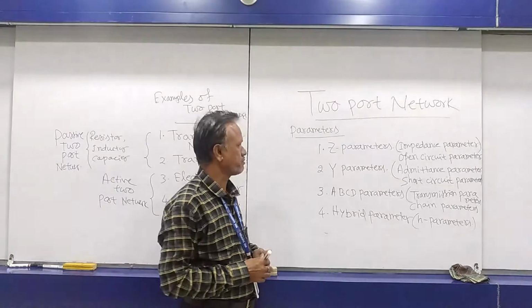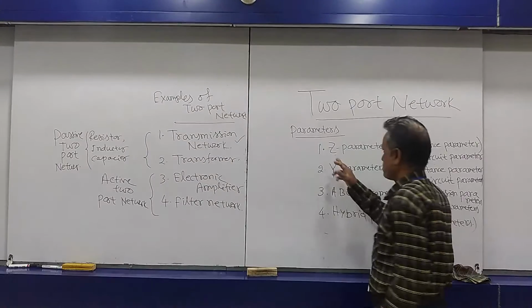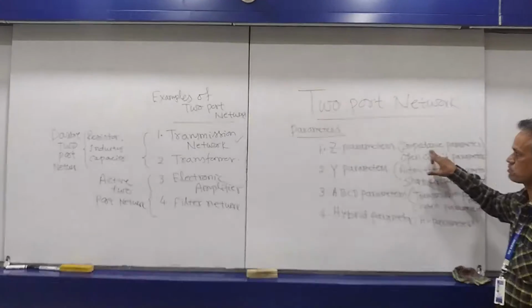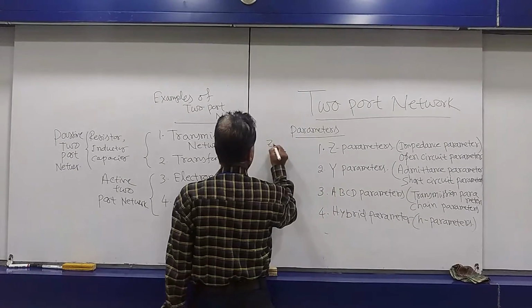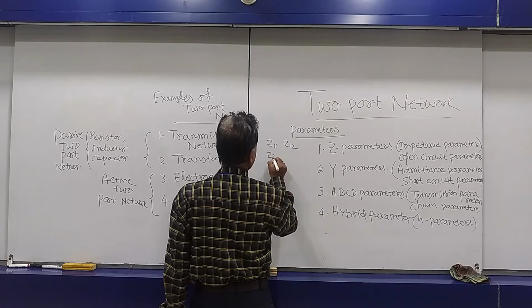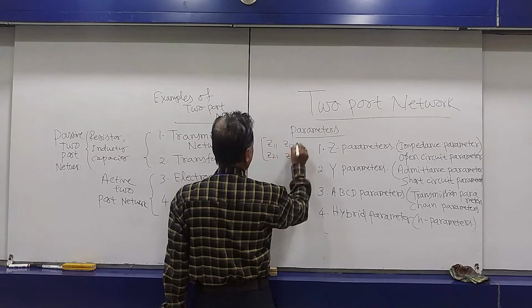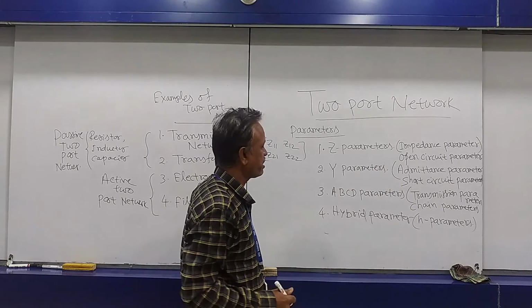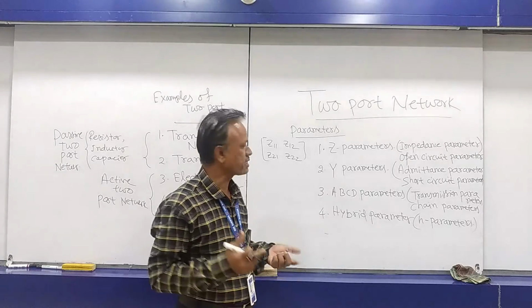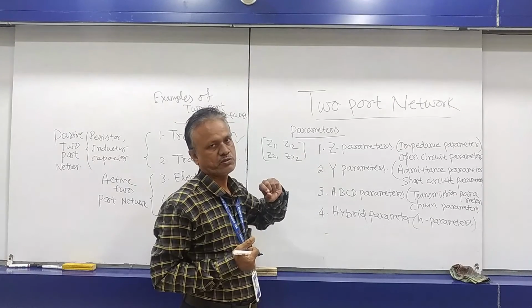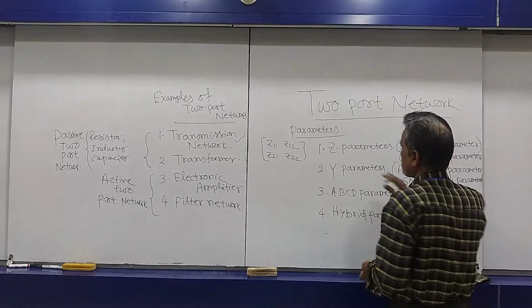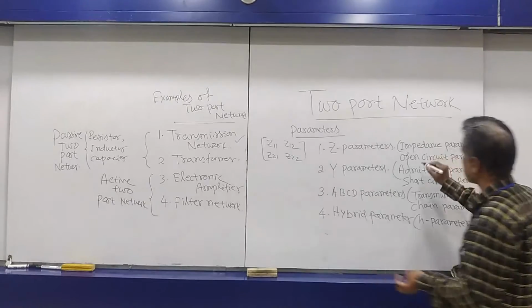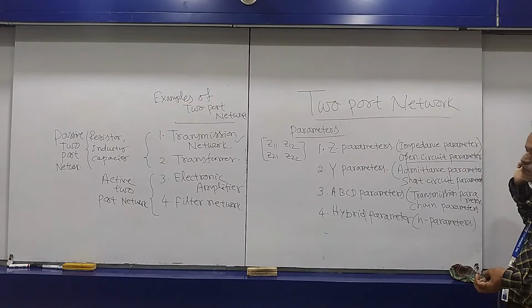So first come to Z parameters. Z means impedance. So these are also called impedance parameters, which are Z11, Z12, Z21, Z22. These are obtained by opening the input port, and once again opening the output port also. So by these two methods, opening of port 1 and opening of port 2, we get the Z parameters. That is why it is known as open circuit parameters.